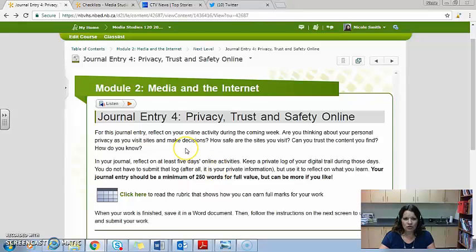So here's your outline for Journal 4. Please make sure that you have 250 words, I do count, and run your spell check before you submit it. Those are easy fixes to make sure you don't lose points.